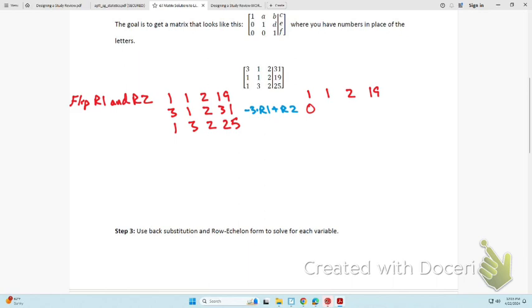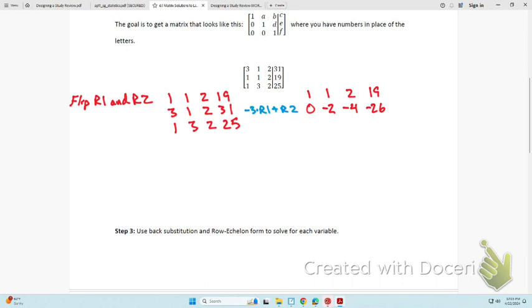All right, so -3 times 1 is -3. Add it to 1, and we have -2. Negative 3 times 2 is negative 6. Add it to 2, and we get negative 4. Negative 3 times 19 is negative 57. Add it to 31, and we get negative 26. And there's one row done.